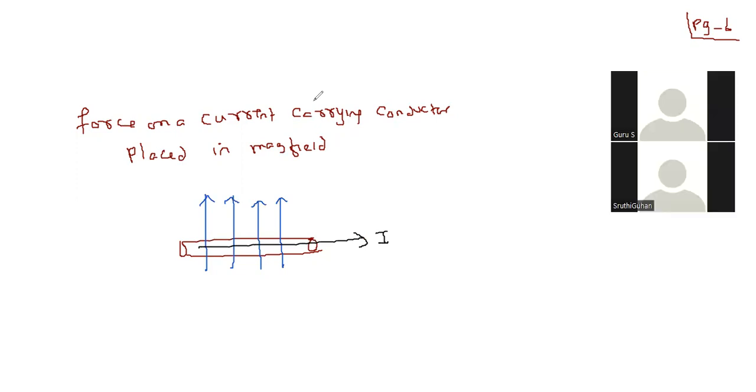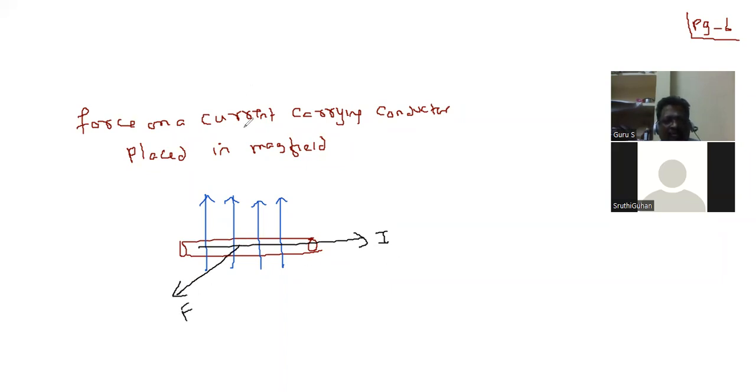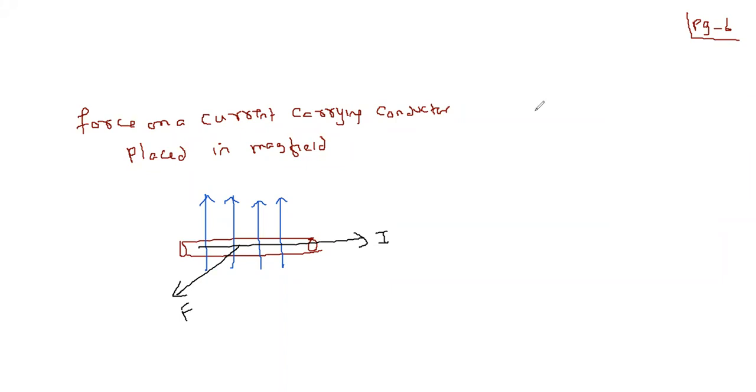Then as per Fleming's left hand rule, the magnetic field is acting upward, the current is going right side. Then what is the force? Towards me. Correct? So force acting towards me. So what will happen? The wire experiences a force along this direction. The wire itself starts moving. Clear? Yes, sir.